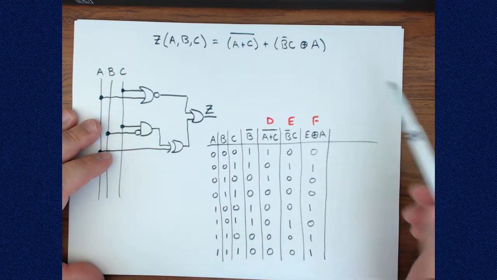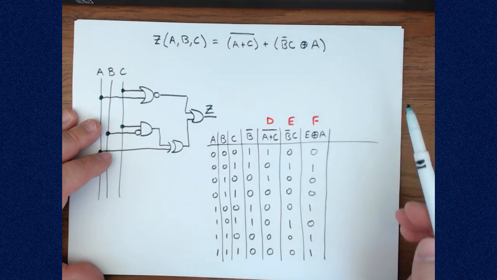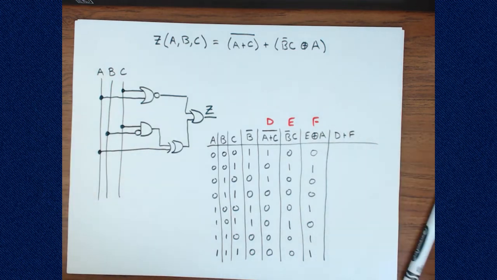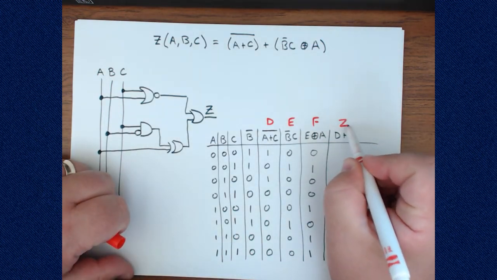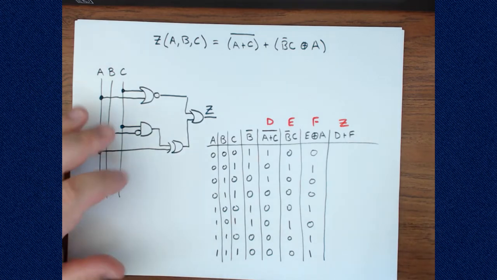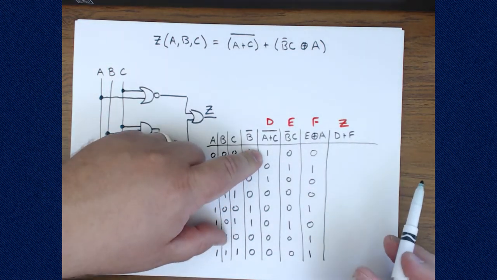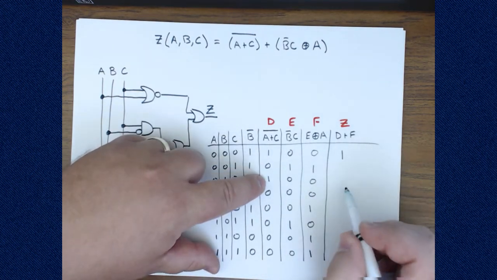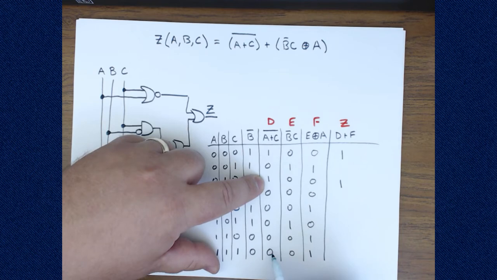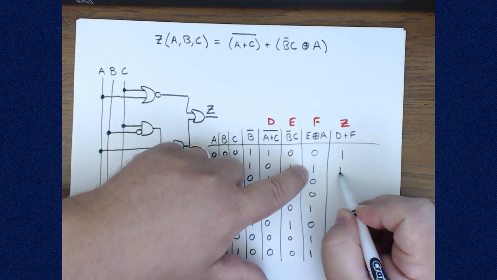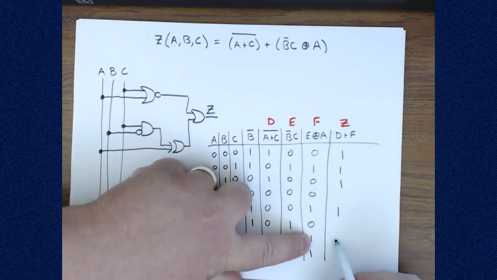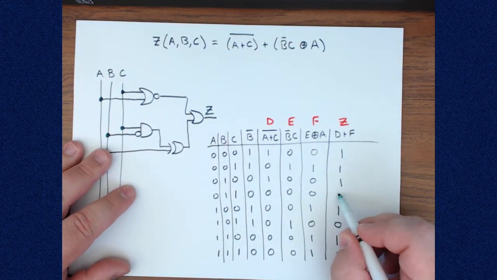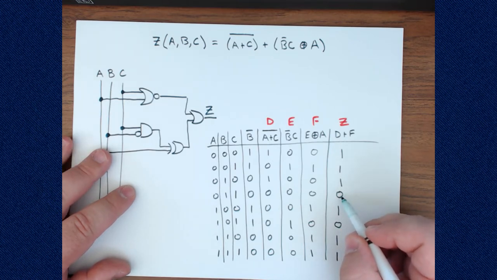And now we need to take F and OR it with D. So D or F. And in the end, that's going to be the same thing as our function Z. So D ORed with F. Wherever we see a 1, there should be a 1 in the output. So 1 for D here, 1 for D here, and nothing else on D. For F, there's a 1 here, a 1 here, a 1 here, and a 1 here, which means we'll have a 0 here and a 0 there.